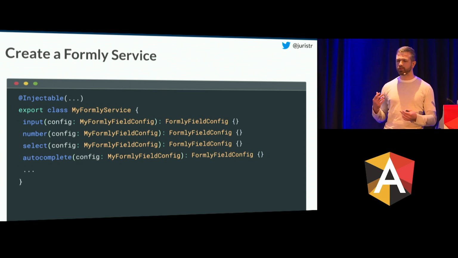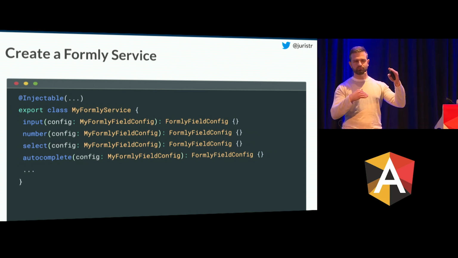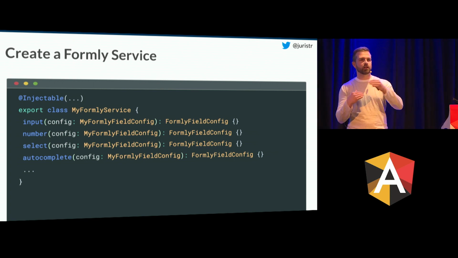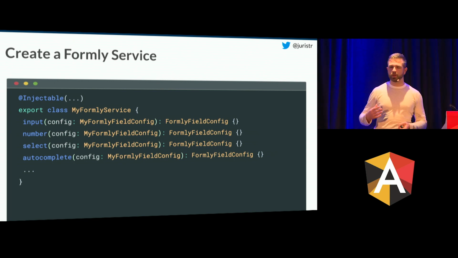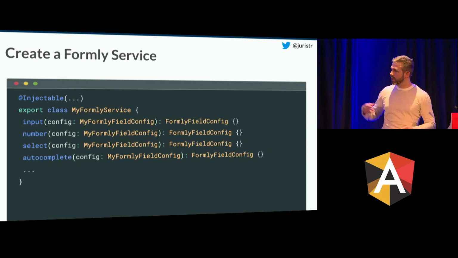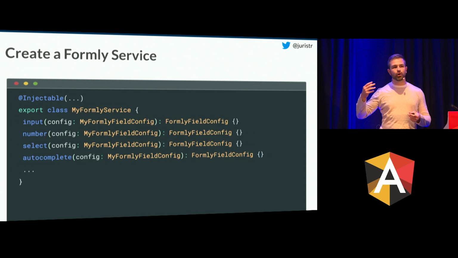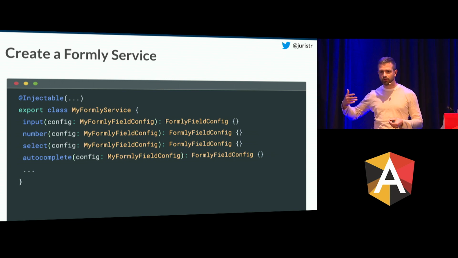What does that mean? Well, you've seen that Formally configuration can get quite long, right? And most of the time, you always need the same kind of configuration, like the same template options and so on. And so what you can do is you can create kind of a wrapper around it. For instance, here I have a couple of dedicated methods, like an input field, number, select, and so on, or an autocomplete. And internally, I will then create those Formally configurations and return it to Formally itself.